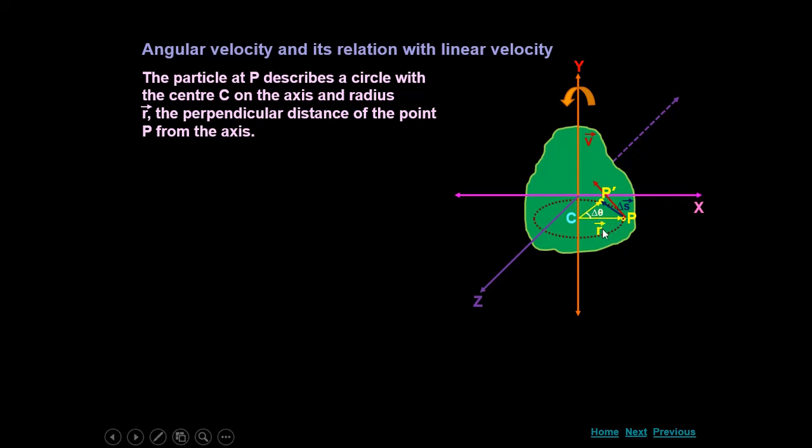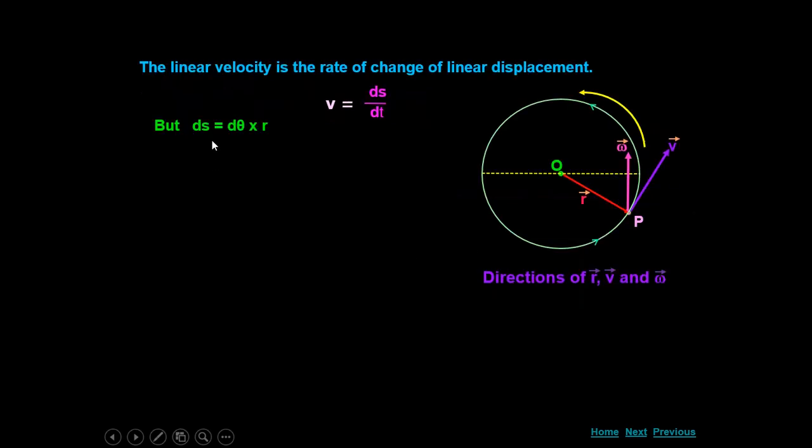When you multiply this angle and this r, you get the arc length PP dash. So the same arc length I have taken here, ds equals d theta multiplied by r. And if I take v equals, replace ds with d theta multiplied by r upon dt. But here you must group it as d theta upon dt, multiplied by r. So d theta upon dt gives angular velocity, multiplied by r.